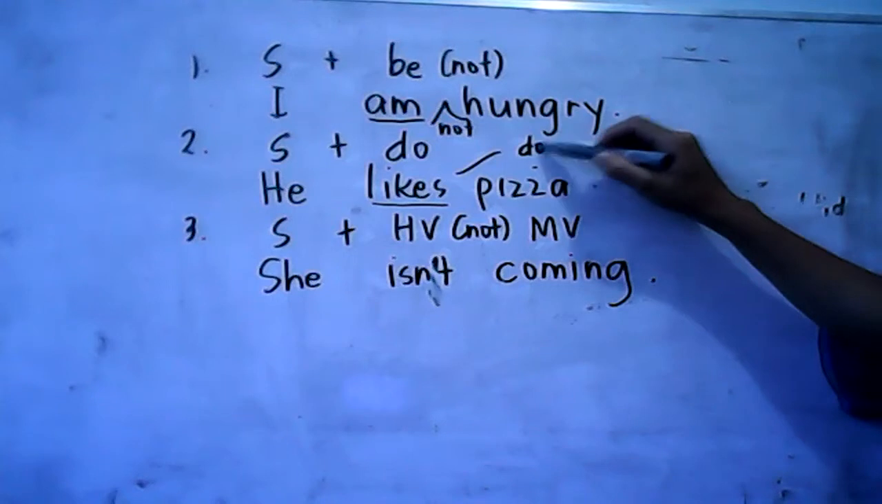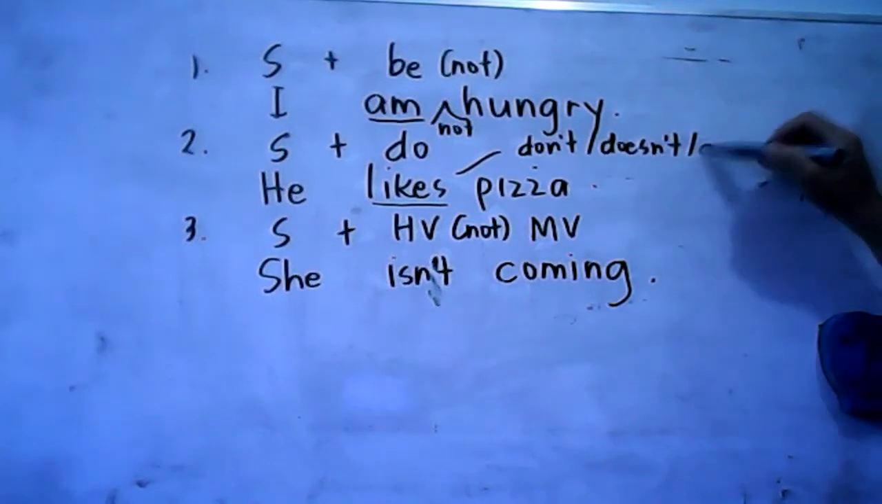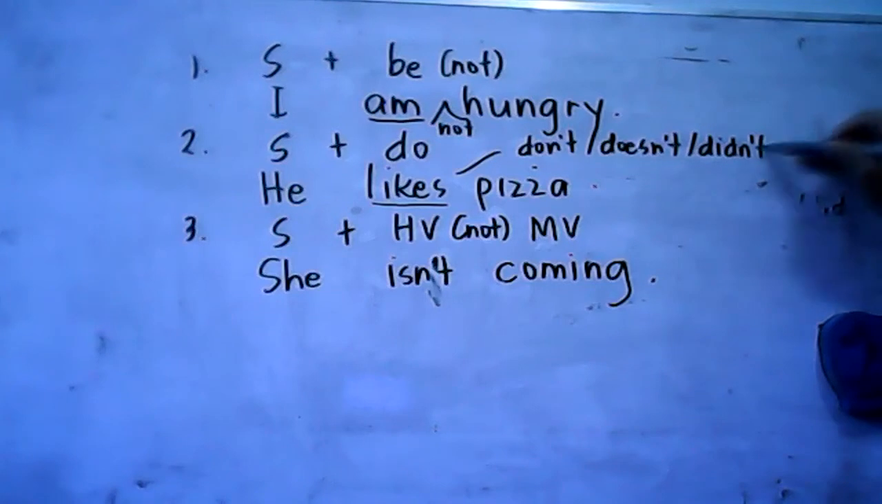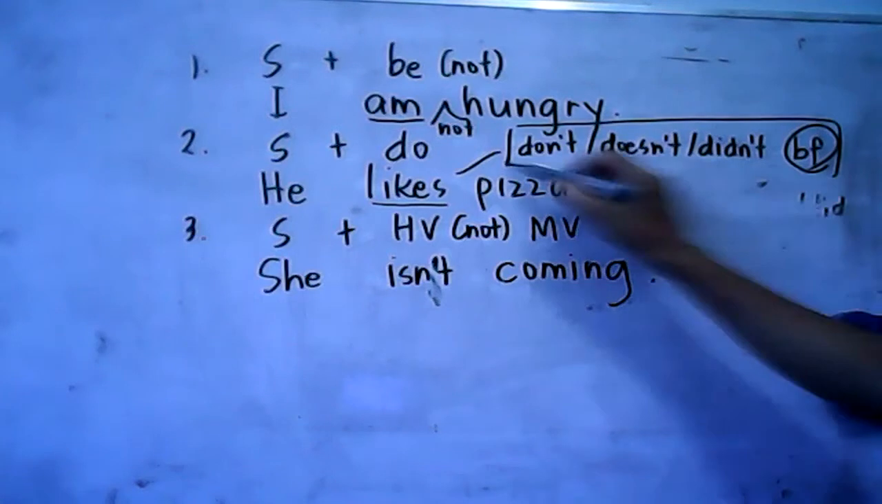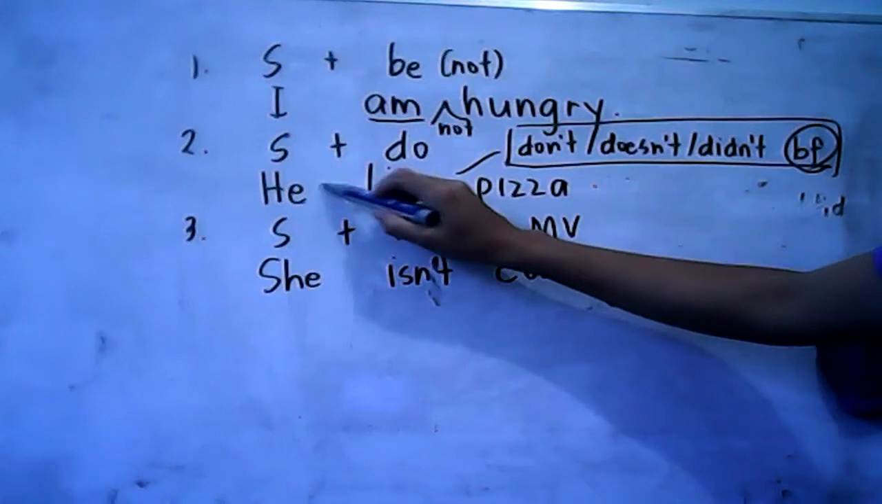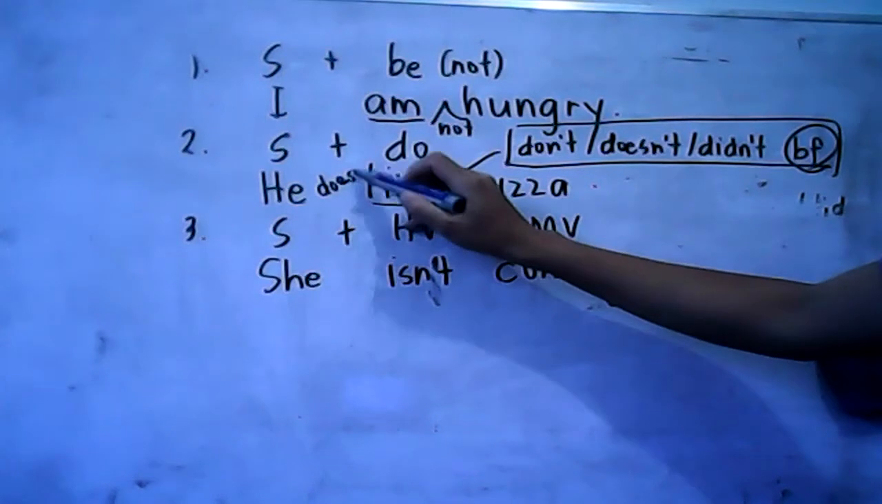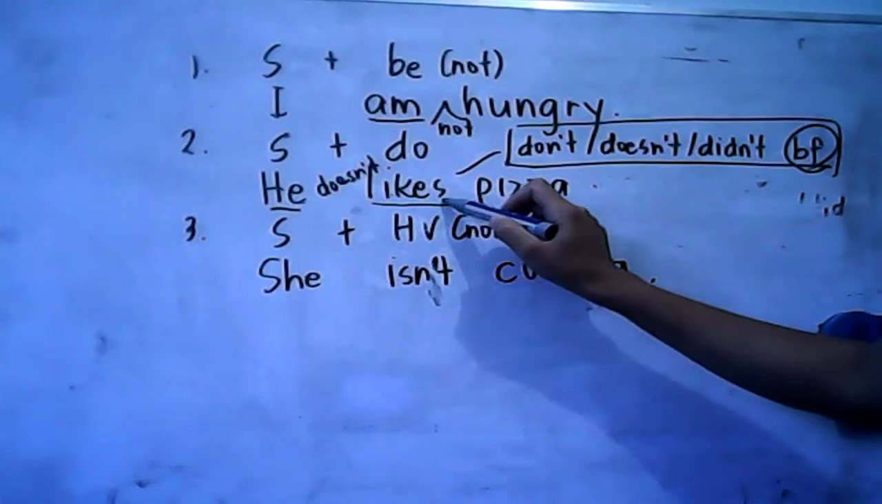And then if you have only one verb and it's not a be verb, then of course we have to use don't, doesn't, didn't, and you have to make sure that the next word is a base form. Okay? So this one, he likes pizza. He, we will use doesn't. Why doesn't? Because the subject is he and this one is present.